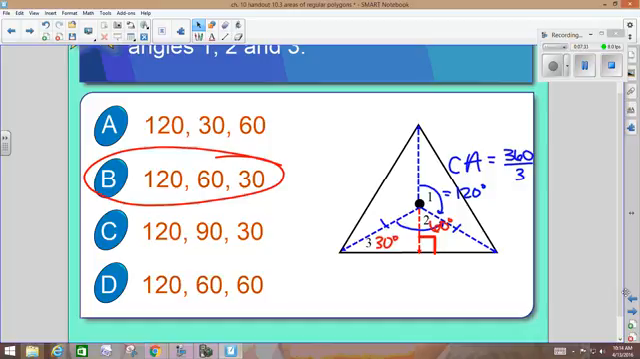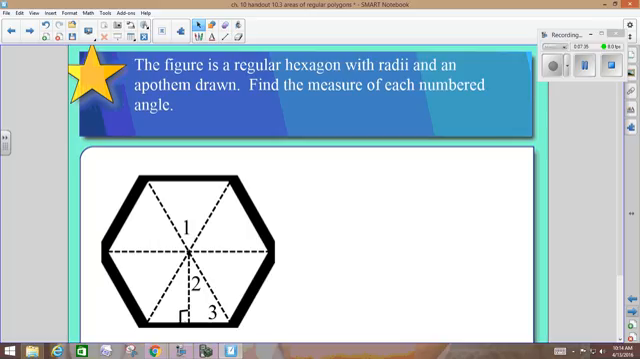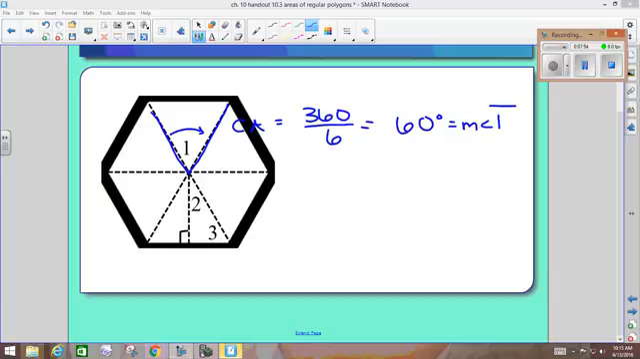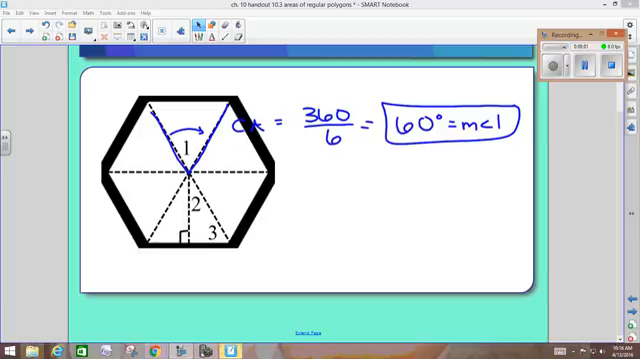All right. Try the next one, number 2. Find your 3 angle measures, 1, 2, and 3. Angle 1 is formed between two radii, center to vertex, so I'd call that a central angle. 360 divided by the number of sides, well, it's a hexagon, so what's 360 divided by 6? 60. The central angle for any regular hexagon will always be 60 degrees, no matter how big or small it is.